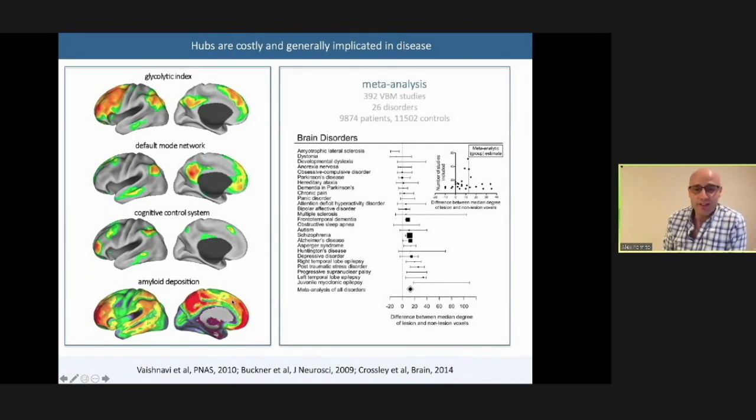And in a more recent meta-analysis from Nicholas Crossley and Ed Bullmore of VBM studies across 26 different psychiatric and neurological conditions, they found that for the majority of those, grey matter volume reductions were more likely to occur in the hubs of the connectome. And these are very different disorders. So you've got autism, schizophrenia, Huntington's disease, depression, epilepsy, and so on. So it suggests that regardless of the underlying causal mechanisms, pathology tends to accumulate in the hubs of the brain. And there's different reasons for this, the high metabolic demand being one of those.